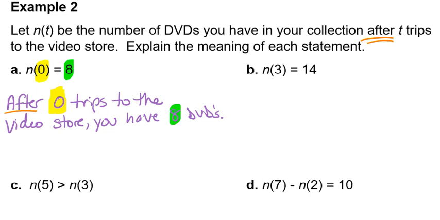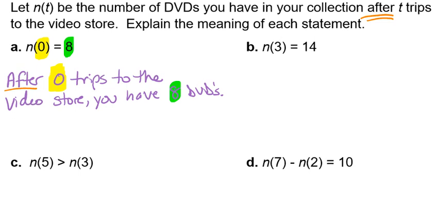So let's begin by remembering that it's saying after, right? So after 0 trips to the store, you have 8 DVDs. And that's what our n of 0 equals 8 is saying. So after 0 trips to the store, you have 8 DVDs.